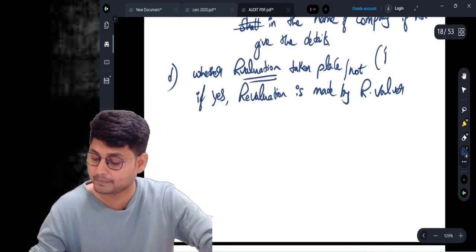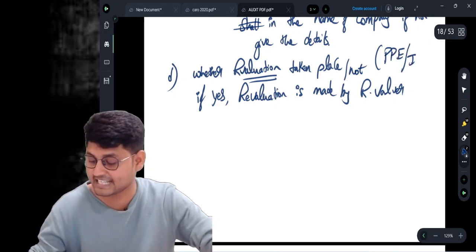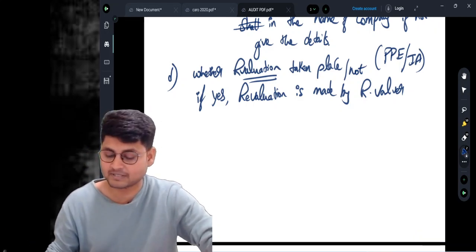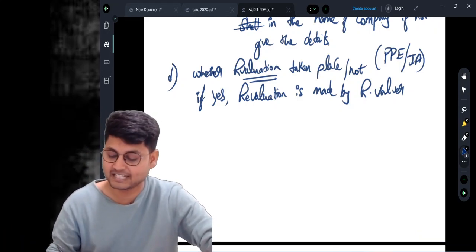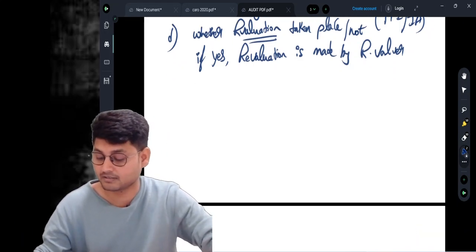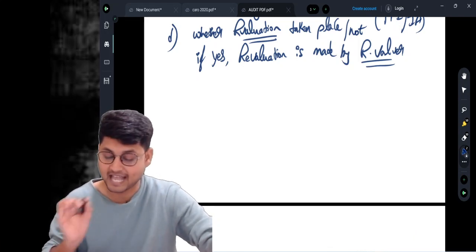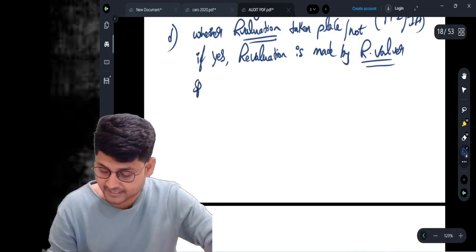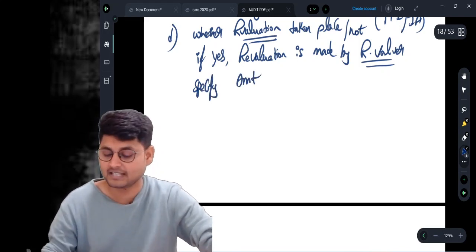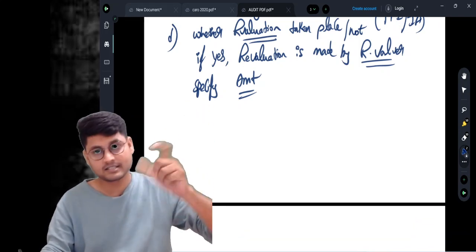Either it can be PPE, tangible asset, or it can be intangible also. This clause is applicable for PPE and intangible asset. And if yes, revaluation is made by, is it made by a registered valuer? Okay, and specify the amount of change, the amount it is changed. Either it is an increase or there is a decrease.